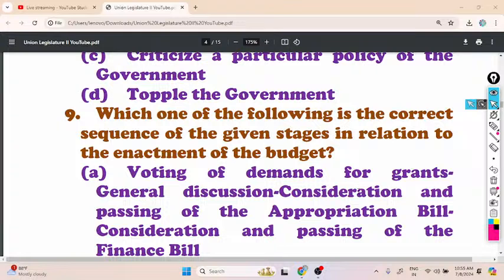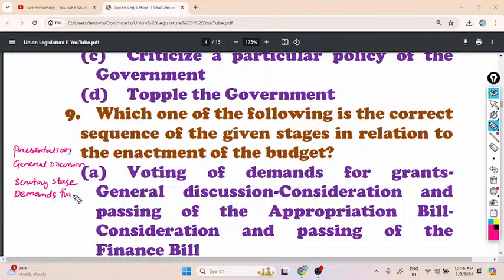Which one of the following is the correct sequence of the given stages in relation to enactment of the budget? Let me outline the budget stages first. It is presentation of budget, general discussion, scrutiny stage or committee stage, because these are scrutinized by the committee. Then demand for grants, voting on demand for grants, and voting on appropriation bills and finance bills.